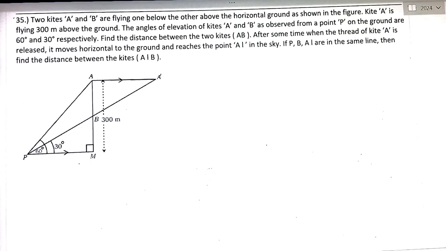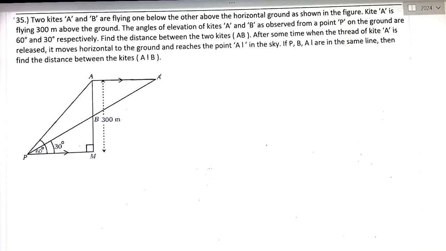So here there are two kites A and B flying one below the other. So now you can see here A and B. These are two kites A and B. It is flying one above the other. That means A is flying above and the B kite is flying below the A kite. These are two kites above the horizontal ground as shown in the figure.